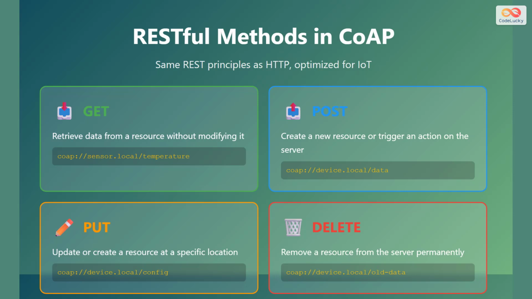The DELETE method removes a resource from the server permanently, such as clearing old data. These methods use the same familiar RESTful patterns as HTTP, making CoAP easy to understand for developers already familiar with web technologies, while maintaining the efficiency needed for IoT applications.